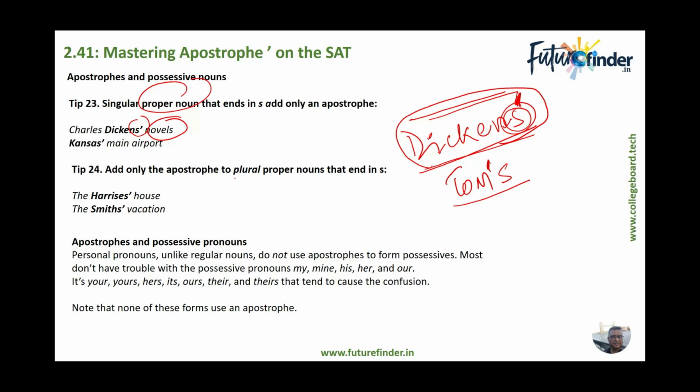Only add an apostrophe to the plural proper noun that ends in an S. Same thing. So basically, if we have a plural that ends with an S, you just add an apostrophe to the end of it to signify the possessiveness. You don't add another S. So anything that ends with an S, you don't add another S to it. Most nouns, the plurals would be with an S.